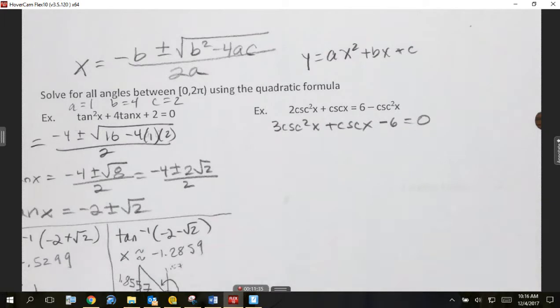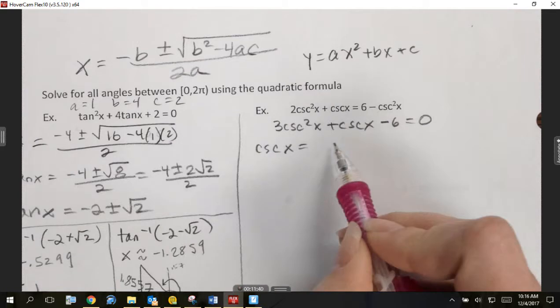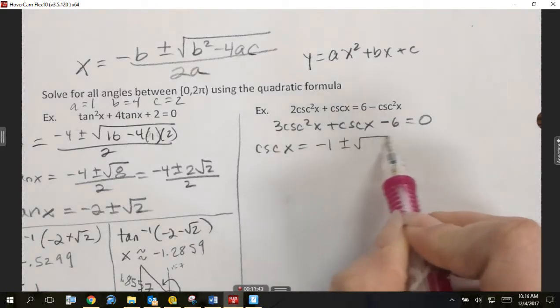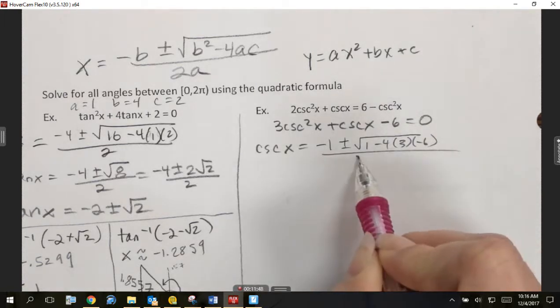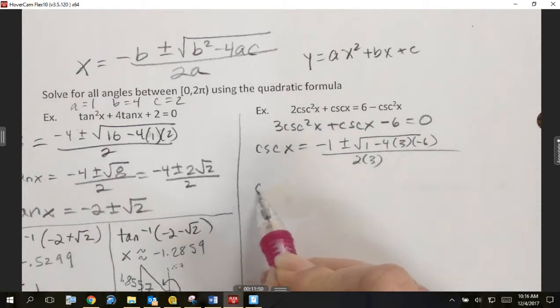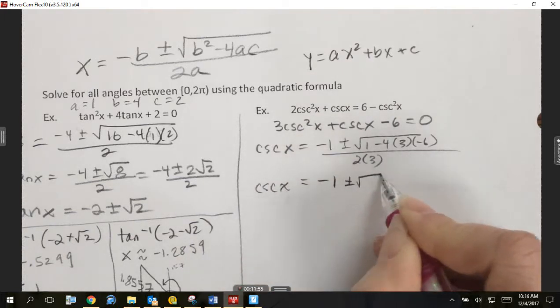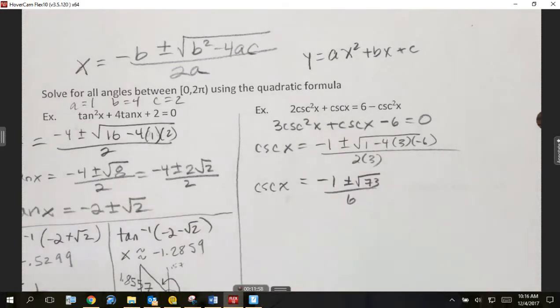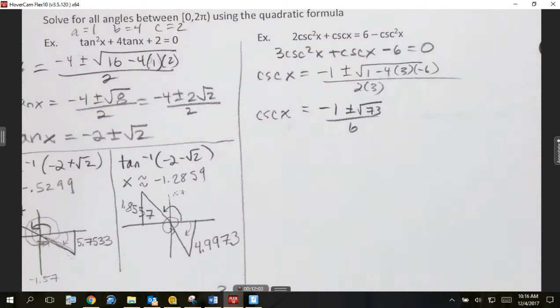We're going to use our quadratic formula to solve it, but I'm going to have cosecant x equals opposite b plus or minus square root b squared minus 4ac all over 2a. And then by the magical powers of I already figured the answers out, I will simplify that super fast for you. -1 plus or minus square root of 73 all over 6. It doesn't simplify. So we'll just leave it as is.